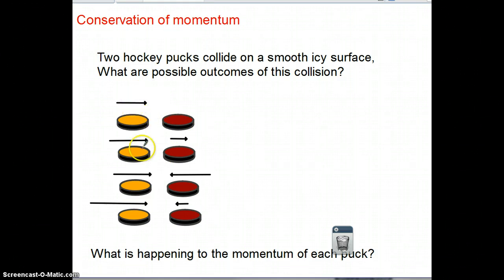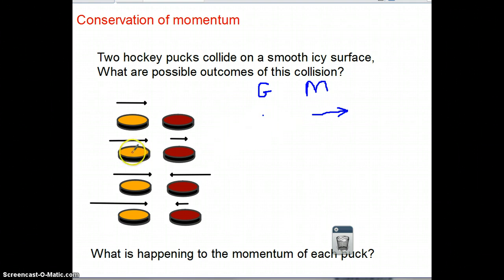If you have one, then these hockey pucks are identical. I've just colored them for discussion's sake. So we got a gold puck and a maroon puck. If the gold puck is moving with a certain velocity and the maroon puck is stationary, what could happen? And think back to your bumper car lab that you may have done already. If this one's moving, this one's stationary, it's very likely that the gold puck will stop and the maroon puck will take off with the same velocity. Likely. Remember, these are likely outcomes.